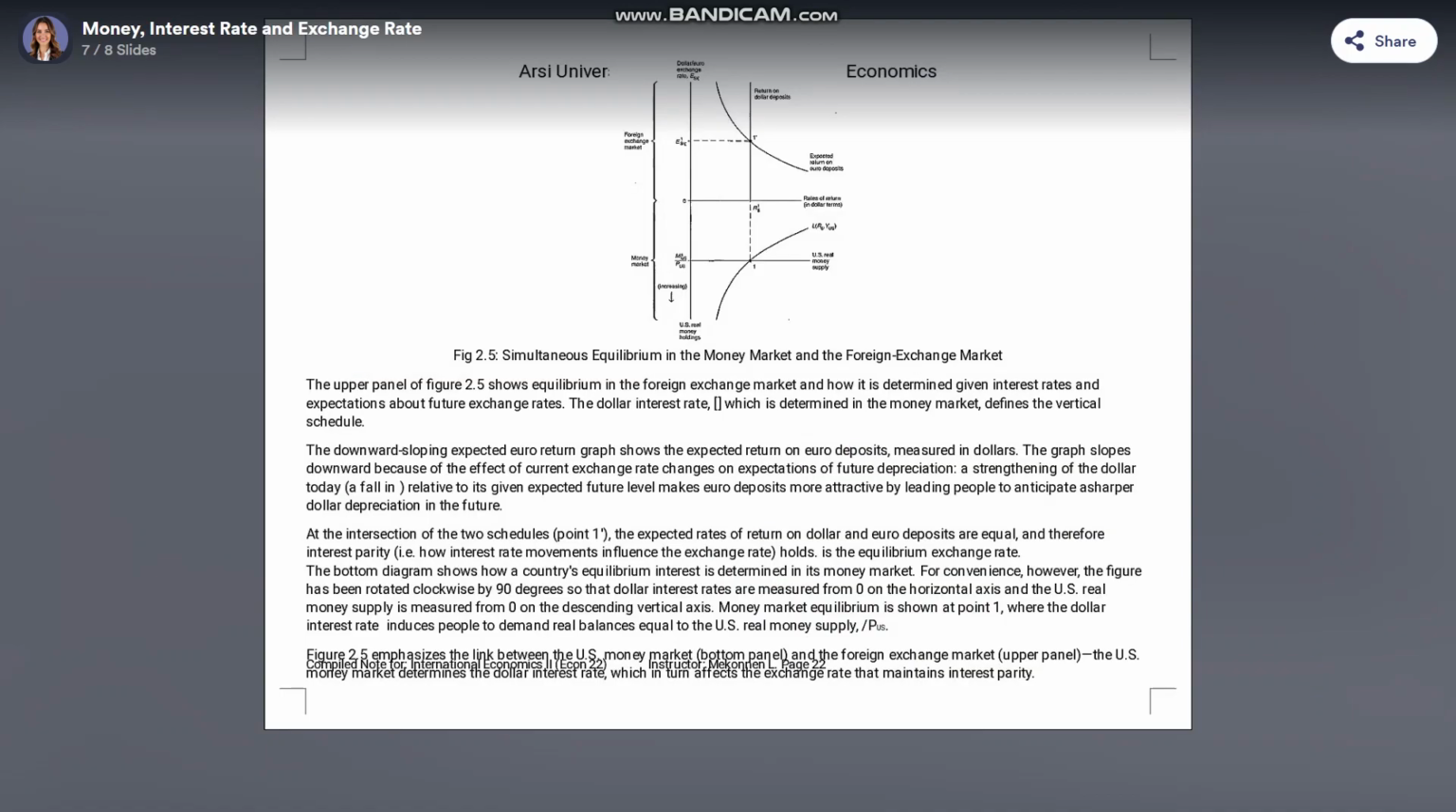Now, output or real income also affects money demand. When output rises, people need more money for transactions, shifting money demand higher and pushing interest rates up. If output falls, the opposite happens. Money demand decreases and interest rates drop. So interest rates respond not just to money supply, but also to changes in economic activity. This interaction helps explain how the money market adjusts to keep everything in balance, linking real economic conditions with financial variables.